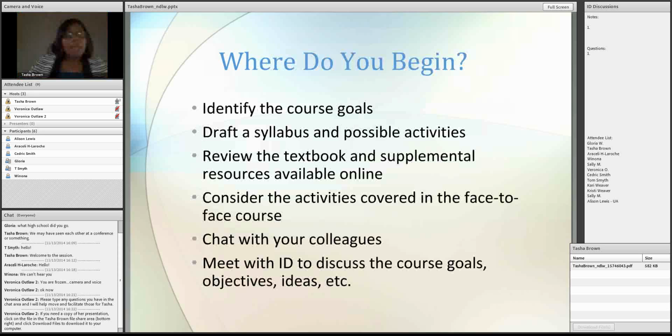So as we have identified what the role is and where the designer comes in, the next thing we think about and discuss is, where do you begin? It's kind of frustrating. Do I begin with a syllabus? Do I begin with my assignments? Do I begin with my lectures? Where do I begin? My philosophy is, there is no need to reinvent the wheel.